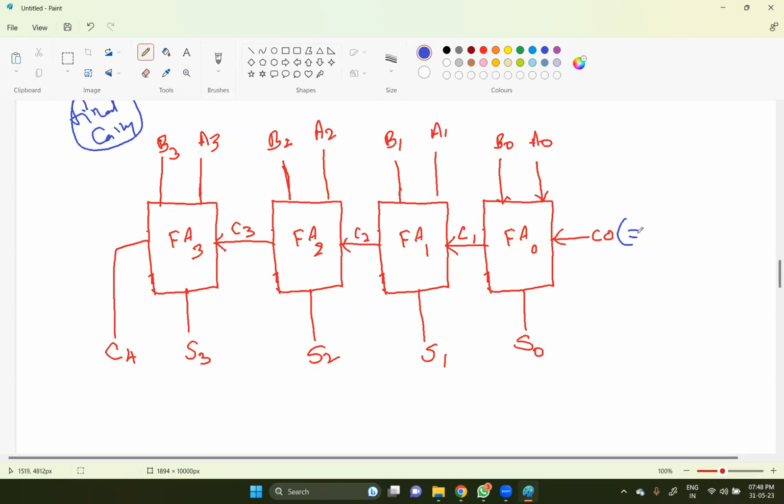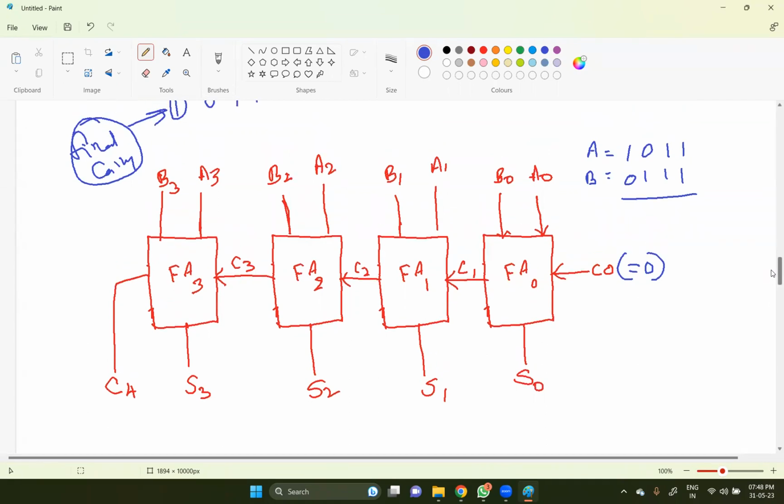Okay, and a very important thing you need to remember while constructing this is that C0 must always be equal to 0. Always C0 must be equal to 0. Now you can see, for example, I'd like to add these two: 1 0 1 1. So this will be A, and B will be equal to 0 1 1 1. These are the two values which I would like to add here. The third input for this will always be C0 equal to 0.